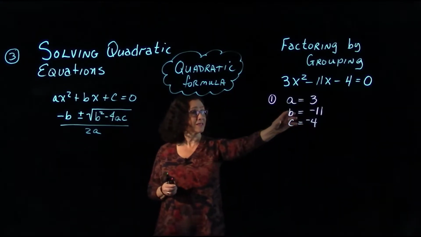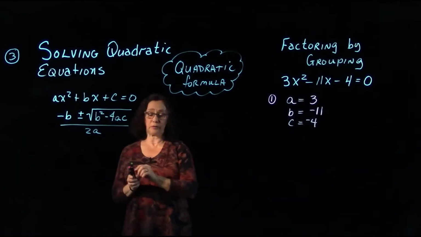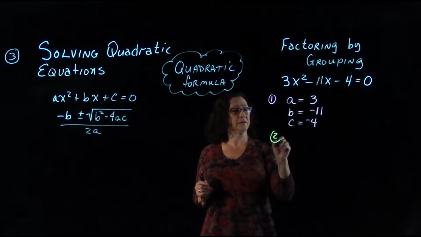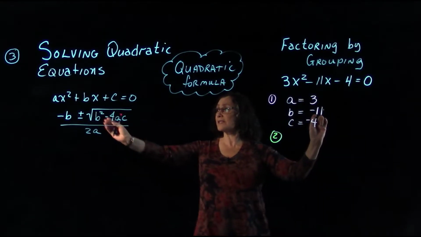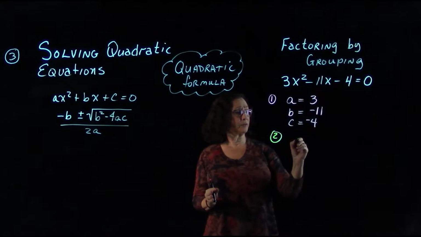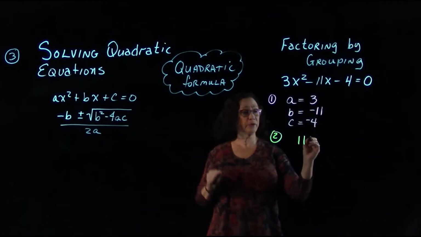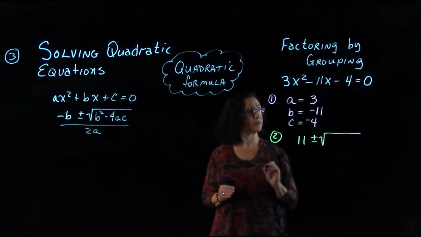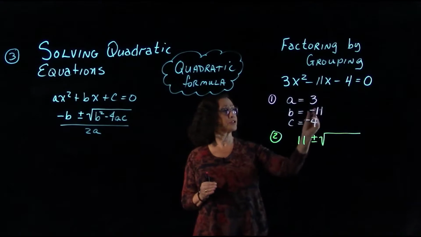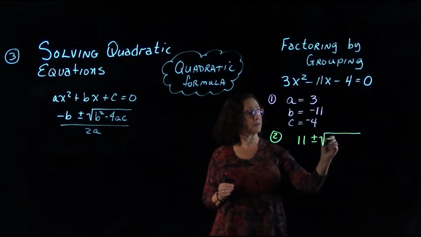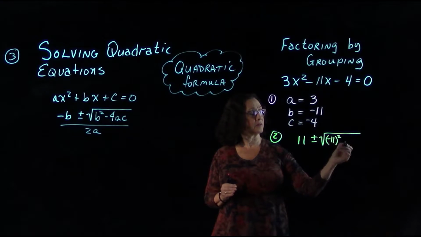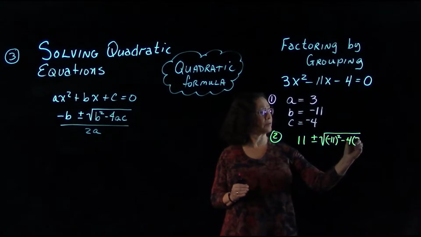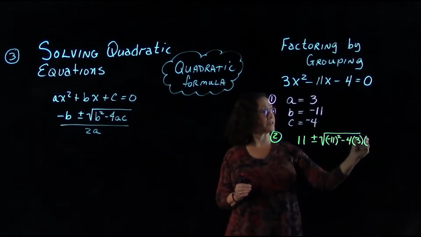Now I'm going to place this a, b, and c into our formula. Our first step is the negative 11. We want to take the opposite of negative 11, which is positive 11. And then we place our plus and minus sign with a square root. And we're going to square negative 11. And then we're going to subtract 4 times our a value times our c value.